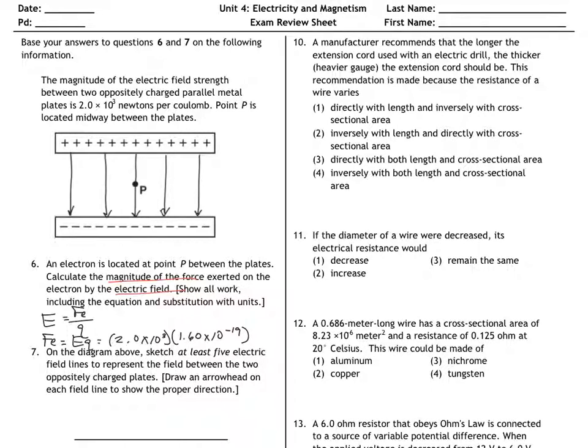So I'm going to combine these two items. The 2 and the 1.6 are going to multiply to give me 3.2 times 10 to the, and the 10 to the third and the 10 to the negative 19 are going to combine to give me 10 to the negative 16. So there's my 3.2 times 10 to the negative 16 newtons, since this is a force. And that's my final answer.